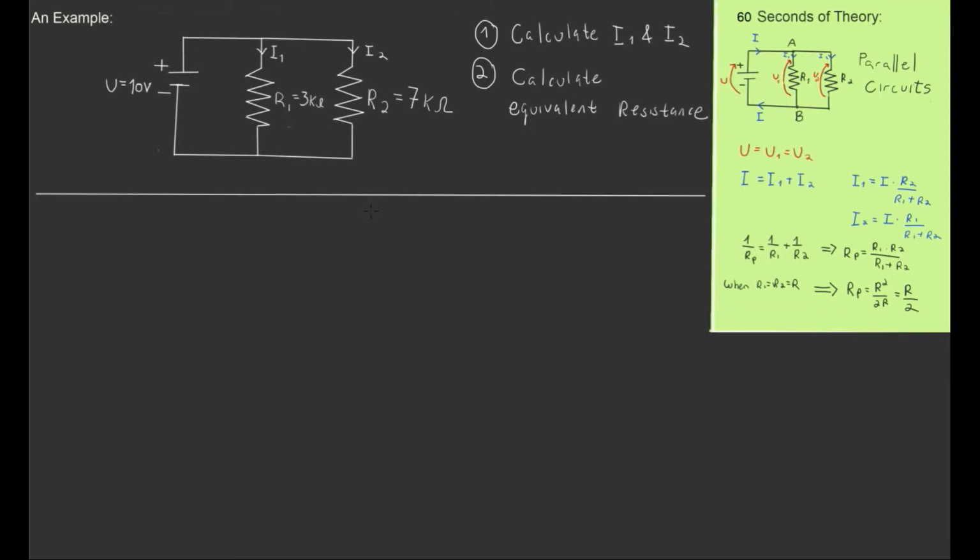Okay, let's start by calculating the current within the two branches. There are two approaches that one can take here. I'll show you both of them. The first approach, I call it the Ohm's law approach.